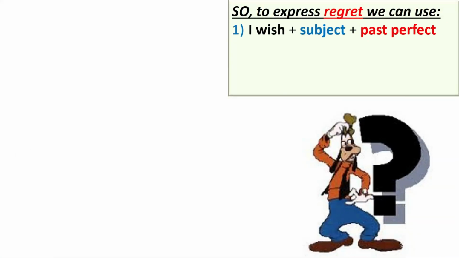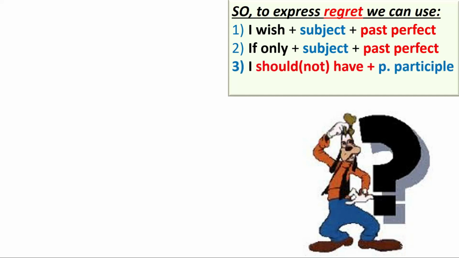The first one, I wish, subject past perfect. The second one, if only, subject past perfect. The third one, excellent, it's I should have or shouldn't have plus the past participle. And the last one is I regret or I regret not plus verb ing.